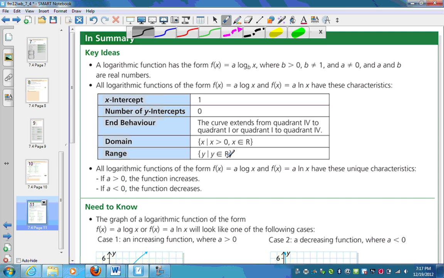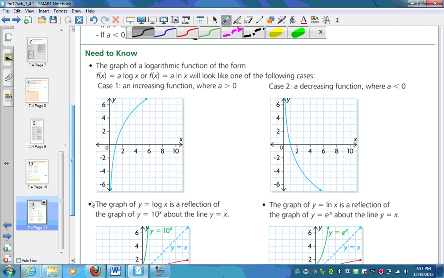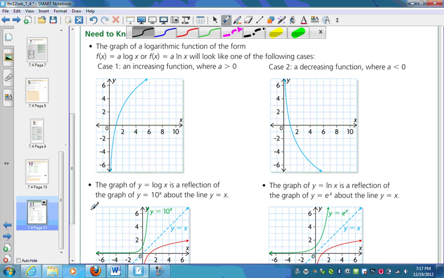All logarithmic functions in this form have these unique characteristics. If a is greater than 0, so if the number in front of that logarithm is greater than 0, it increases. If not, it decreases. What I really want to get to is down here. We need to know the graph looks like one of the following cases. If it's increasing, when a is greater than 0, this is what the graph looks like. Again, notice it goes from this quadrant to that quadrant. If it's decreasing, it's going to look something like that.